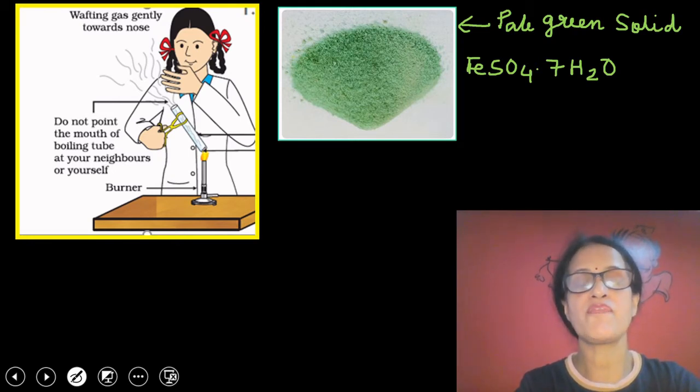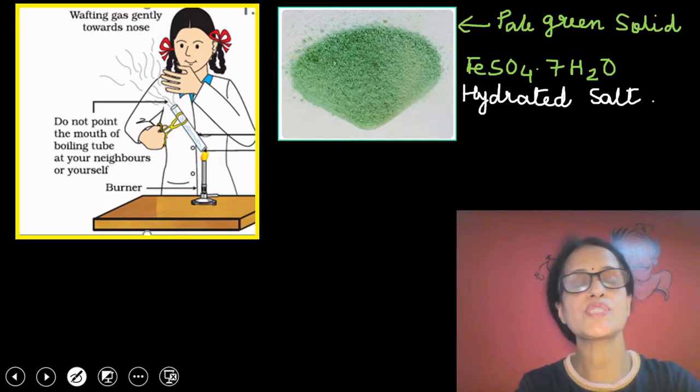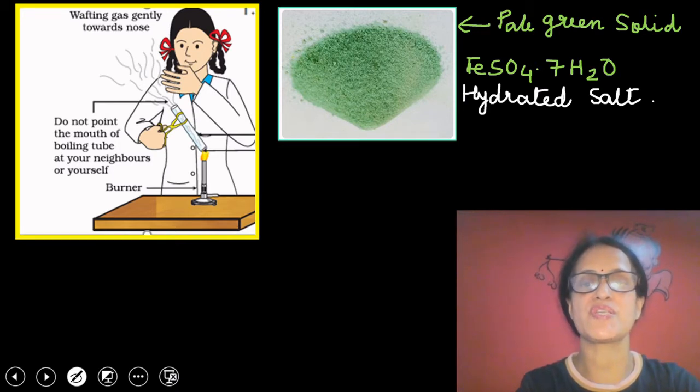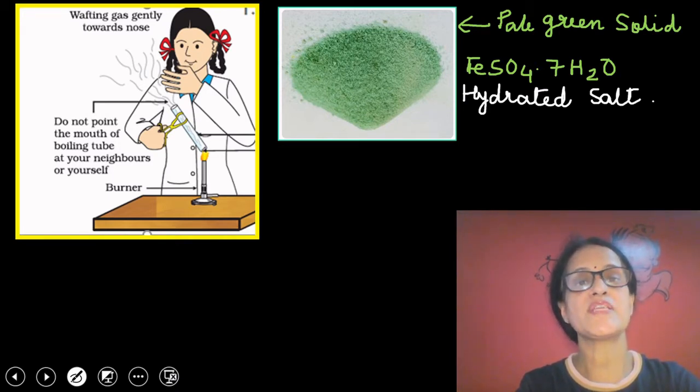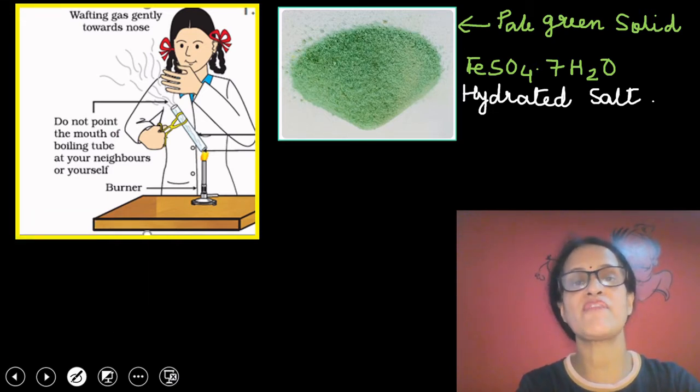Students, ferrous sulfate .7H2O is a hydrated salt. Hydrated salts are those salts which contain water molecules as water of crystallization. Ferrous sulfate is pale green because of the presence of 7 molecules of water of crystallization. It is called as ferrous sulfate heptahydrate. Hepta means 7.